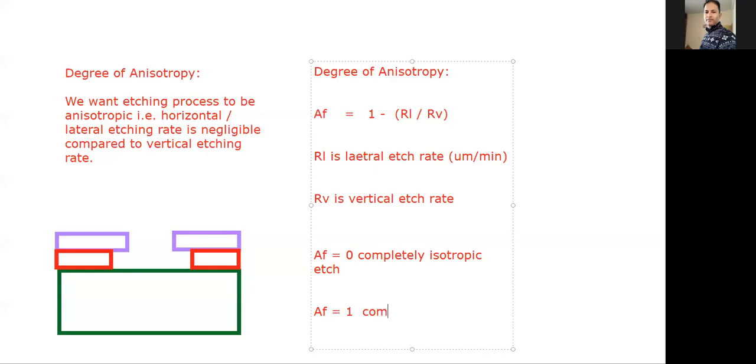On the other hand, if AF is equal to 1, that means your R sub L is 0. R sub L is 0 means lateral etch rate is 0, which means there is no undercut beneath the photoresist in the given diagram. And AF equal to 1 is the case of completely anisotropic etching.